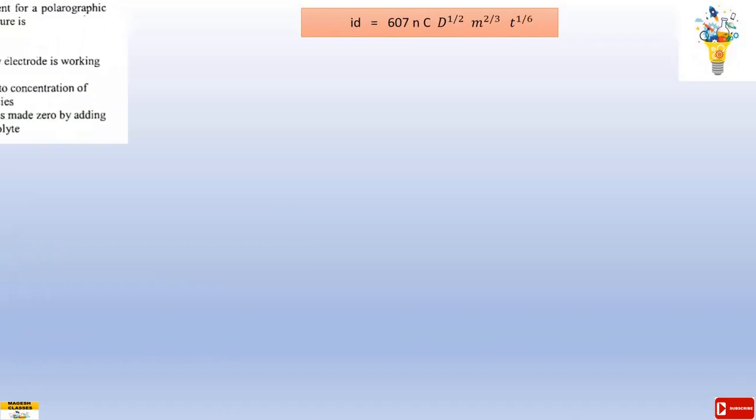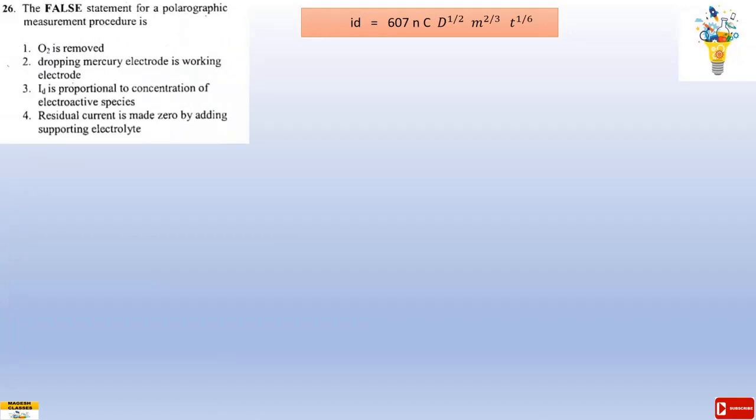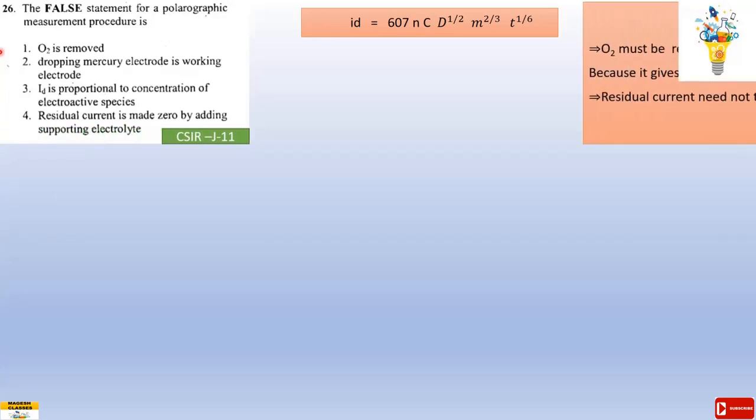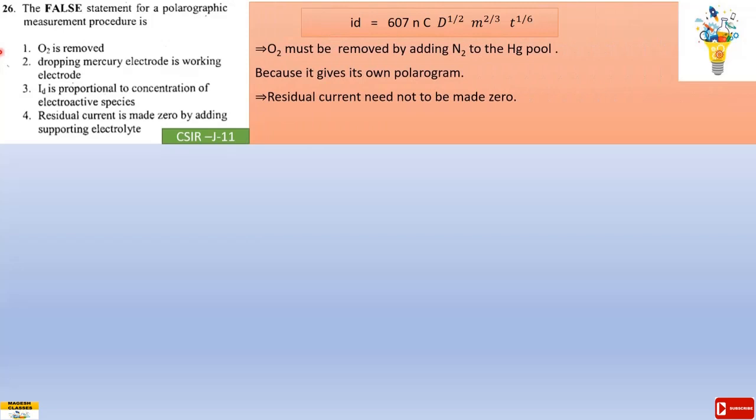So the false statement in polarography technique. It is a question from CSIR. So oxygen is removed. You have known that in the experimental setup, oxygen must be removed by adding nitrogen. Otherwise it gives its own polarogram. It would interfere with the diffusion current.